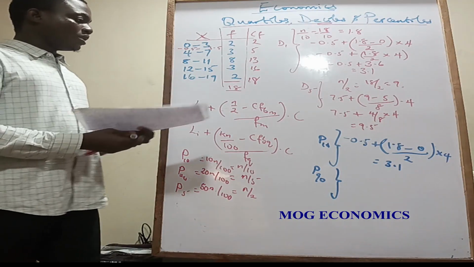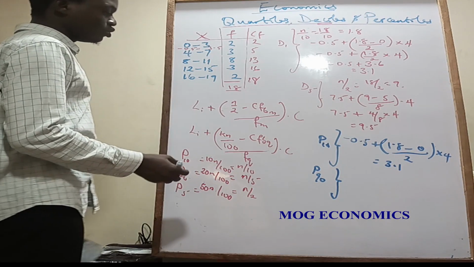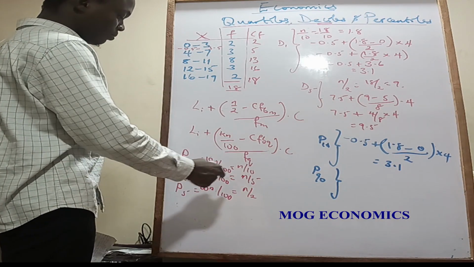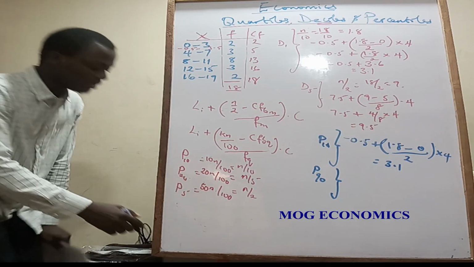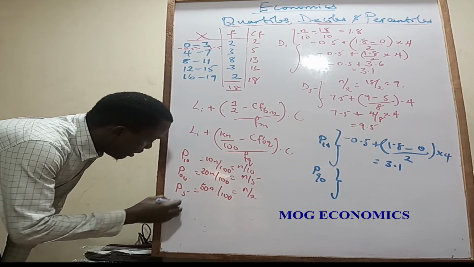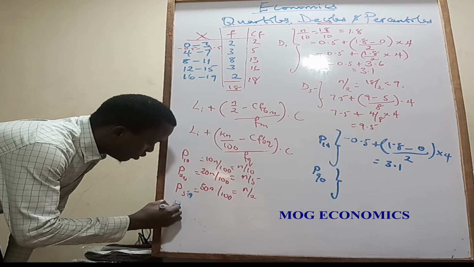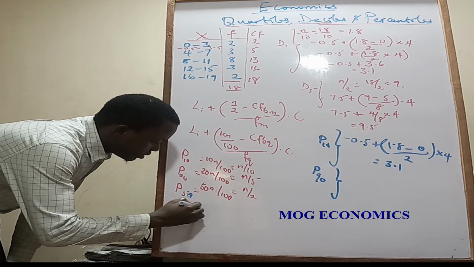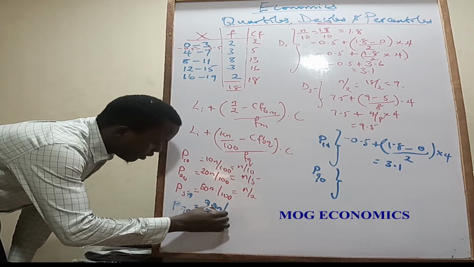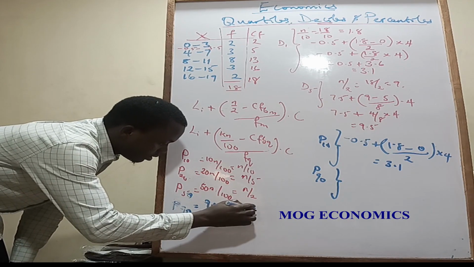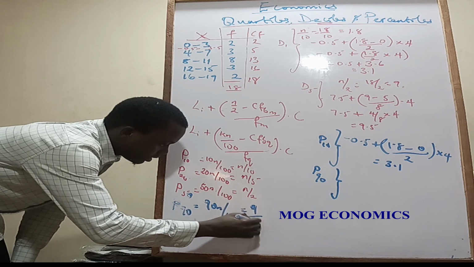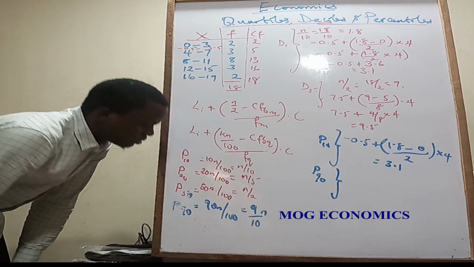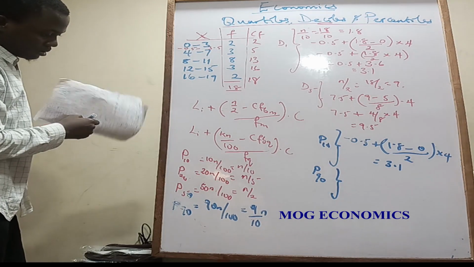So P90 is going to be equal to 90n over 100, which is 9 over 10n. So this cannot even be divided further. 9 over 10n.